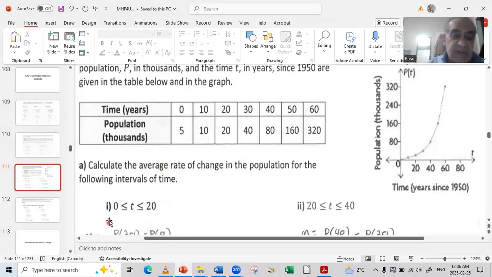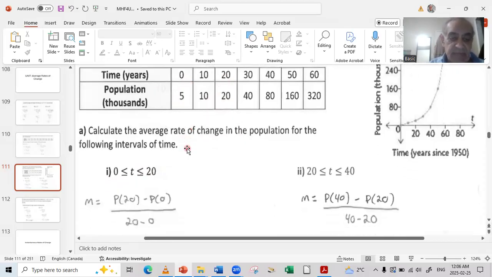So I have the first interval here between time 0 and, for example, 20 years. Now, 0 time means right now. So now and 20 years, the difference. So I would say 20 minus 5 divided by 20 minus 0.